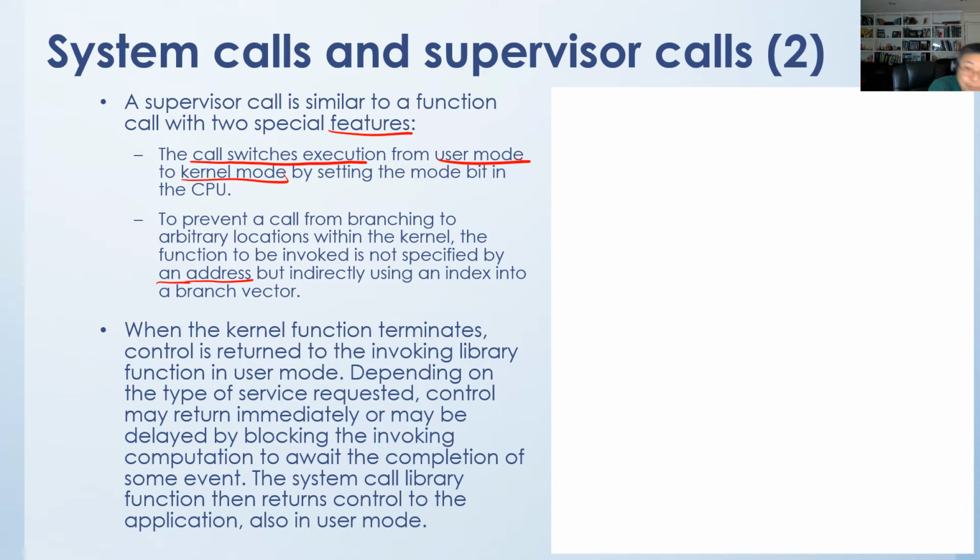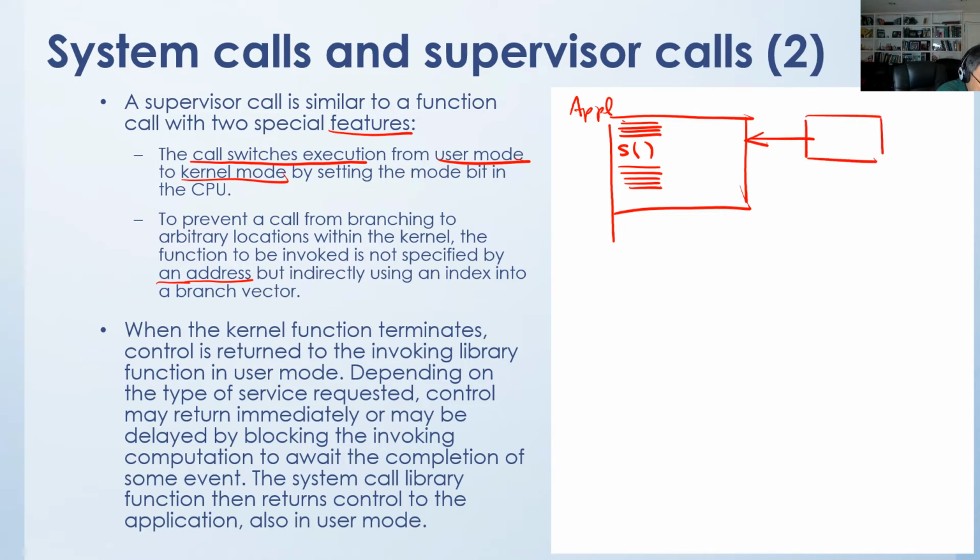Let's say an application running in user mode tries to execute a system call. Here's the application. You're going to execute certain instructions in one particular place, and you're going to trigger a system call. So this is actually running in user mode. The instruction sent by the CPU has the mode bit set to user mode.